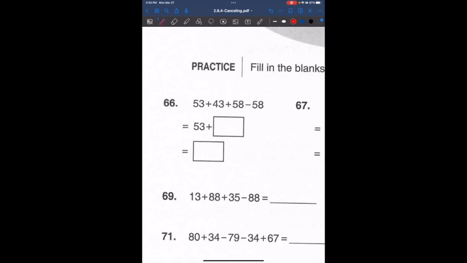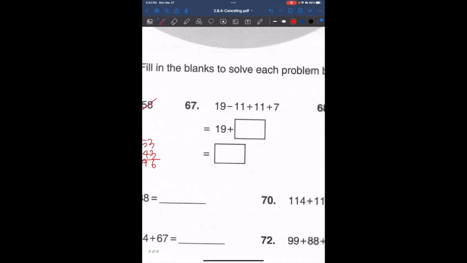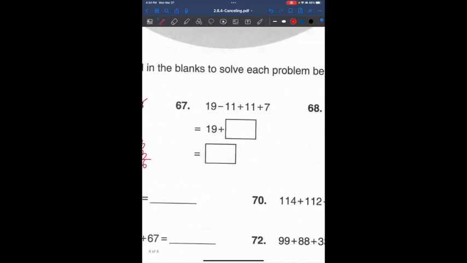And so we'll look at question 66. We can cancel these two out because they're the same, just positive and negative. And so we have 53 plus 43. And 53 plus 43 is 96. Then we have question 67. So immediately we can cancel these two out because they're the same number, just negative and positive. So we have 19 plus 7. And 19 plus 7 is 26.